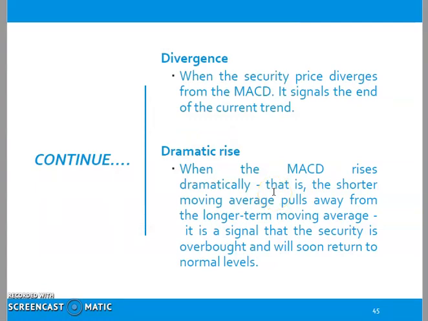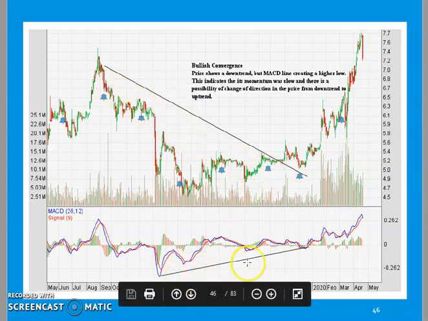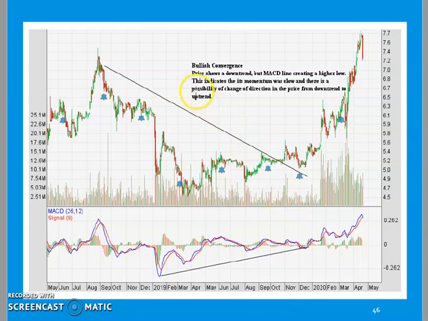Okay, for MACD, we can also check for divergence and convergence. First, we see the bullish convergence. Bullish convergence happens when price shows a downtrend and MACD shows an uptrend. What does this mean? When price shows a downtrend but the MACD line creates a higher low, this indicates the momentum was low and there is a possibility of a change of direction in the price from downtrend to uptrend. That's why we call it a bullish convergence.